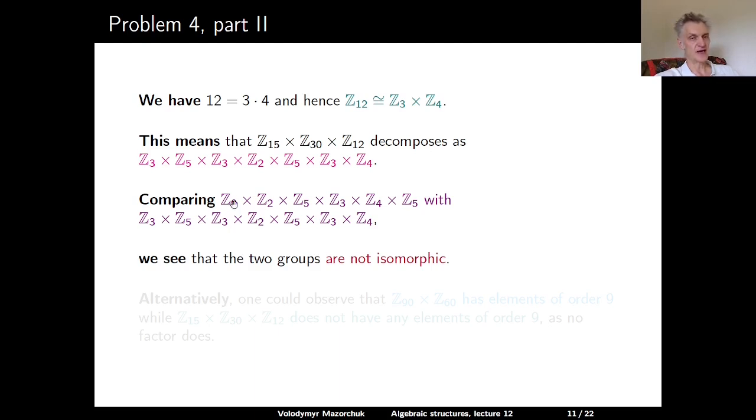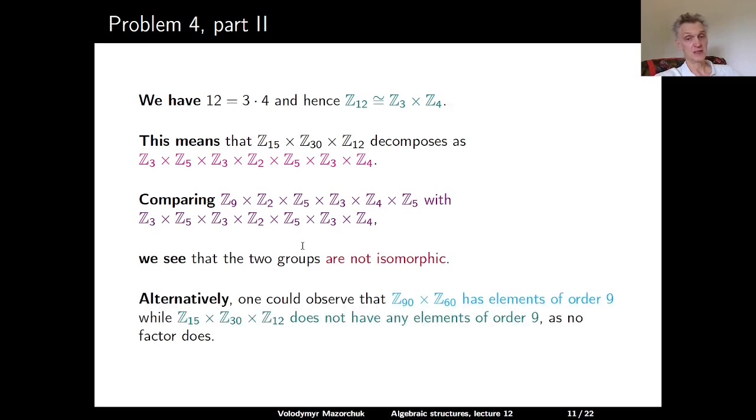And the fact that we have 9 in the first decomposition and no 9 in the second actually means that the group Z90 times Z60 has elements of order 9, while the group Z15 times Z30 times Z12 does not have any elements of order 9, so they cannot be isomorphic. And this group doesn't have any elements of order 9 because 9 is a power of a prime number, but no factor here is divisible by 9. And this completes problem 4.